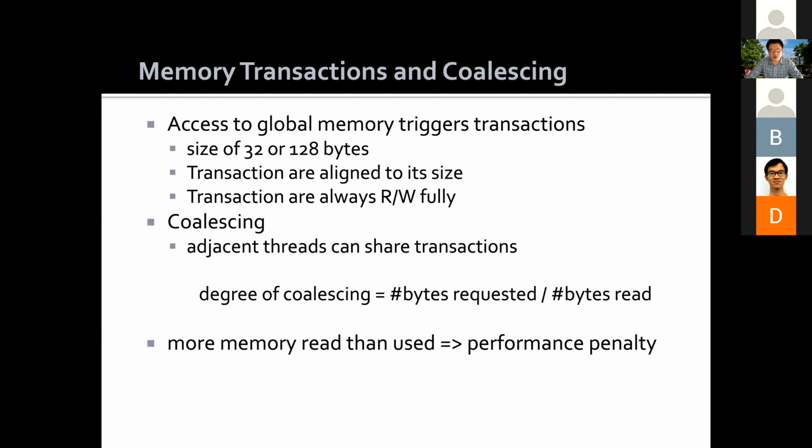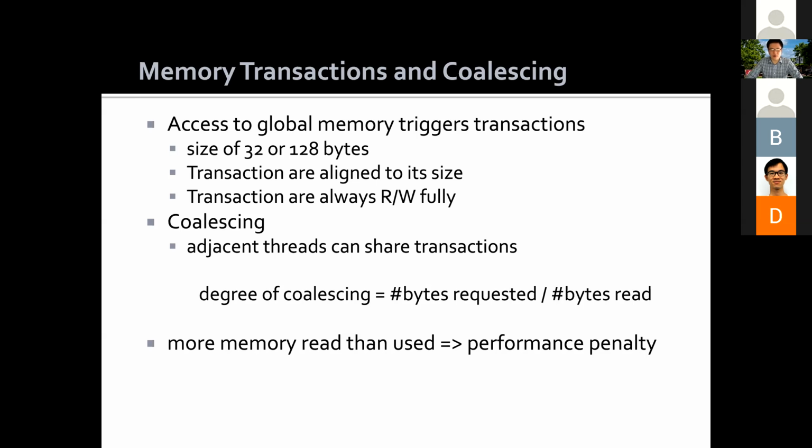A memory transaction means that each time you trigger a transaction, it only reads 32 or 128 bytes. It has some unit, right? You cannot just read 1 byte from the memory. It's similar to a cache line, you still remember? If I want to read A0, the first element in the array A, then I need to at least read a cache line, right? That's the concept of the CPU from the memory to the processor.